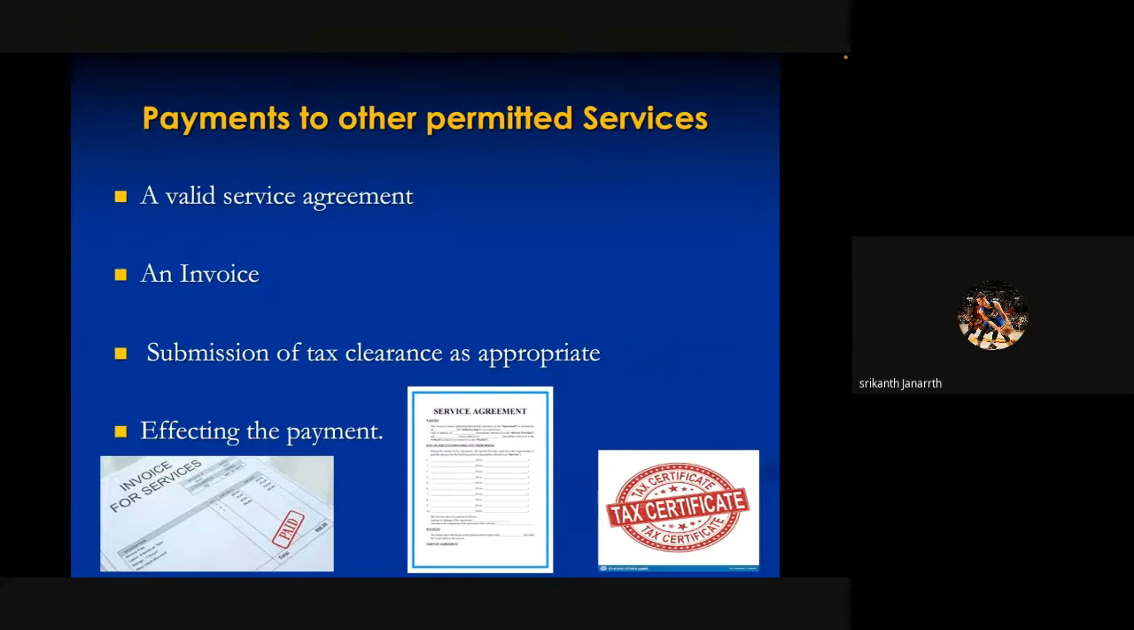That form has two sections. One section will be filled by the customer, the other section will be filled by the authorized dealer. The bank has to fill it and then send it to the central bank. Probably now you transmit the data electronically, physical forms are not required anymore, but you have to retain that record and then furnish the information to the central bank.